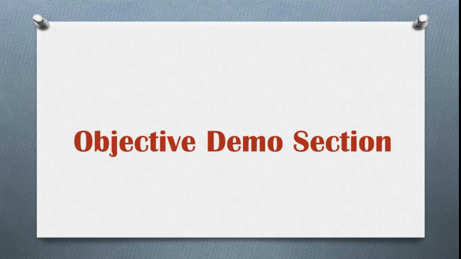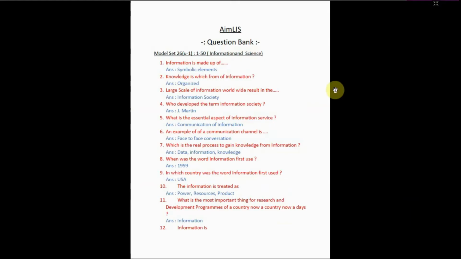Each set will carry 50 questions with answers. For example, the model set 26, Information Science. Information is made up of symbolic elements. Knowledge is which form of information organized. Large scale of information worldwide results in the information society.